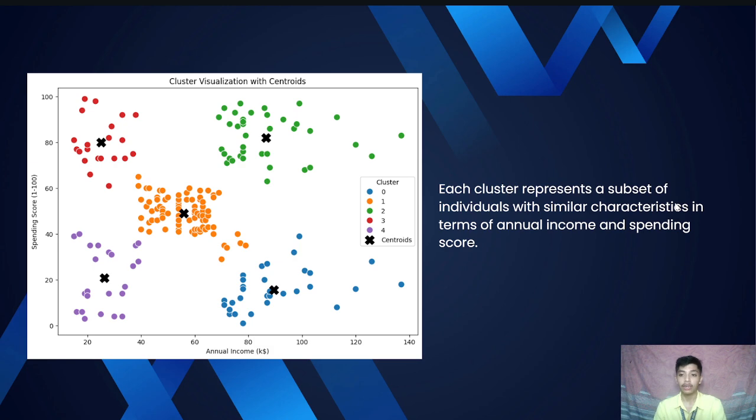The cluster analysis reveals that cluster 0, or blue, contains wealthy individuals who are conservative spenders. Cluster 1, which is orange, represents middle income balanced spenders. Cluster 2, which is green, includes high income, high spending premium customers. Cluster 3, which is red, groups low income, high spending individuals. And cluster 4, which is purple, consists of low income, low spending scores, and is likely lower priority for businesses.